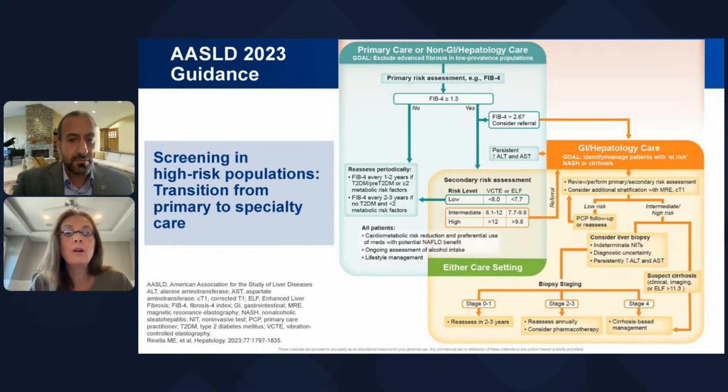in primary care. Those that are above that then undergo secondary testing with VCTE most commonly, and then ELF in areas where there's no VCTE available. Then those of intermediate and high risk could be considered for further GI hepatology care. And then, Naim, I don't know if you want to go through what we might do in GI hepatology care with those patients that are referred to us that are high risk.